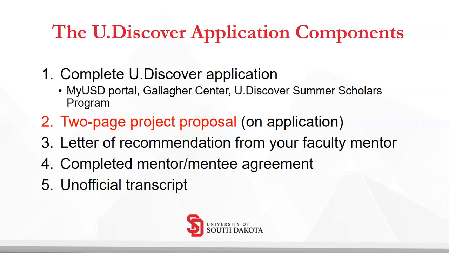Now, the first part of the application process, so there's a general link to the U.Discover application, and within the application, it's going to ask you a number of questions about background and sort of identifying information, and that can be found in the USD portal under the Gallagher Center and then U.Discover Summer Scholars Program. Now, the major component of your application is this 2-page project proposal, which is what we have discussed a little bit about so far in terms of identifying an idea and the project you actually want to complete during the 10 weeks over the summer. And that is what I will focus on mainly.